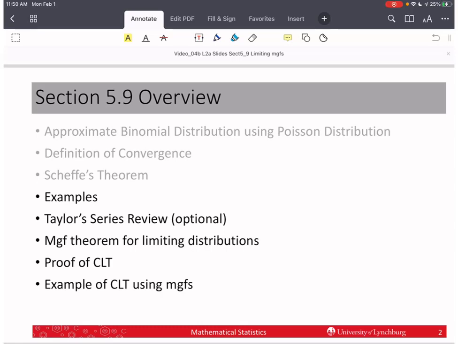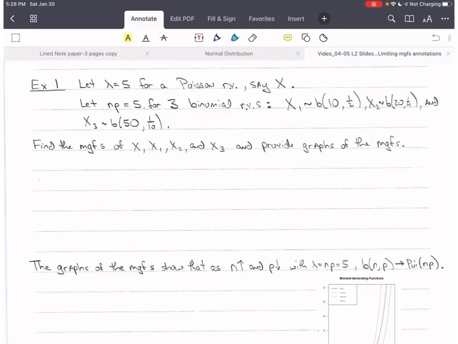In this video, we're going to do some examples of approximating the binomial distribution using the Poisson distribution, and we will look at an example of how different sample sizes affect the moment generating functions. So let's get started. All right, let's do example number 1.